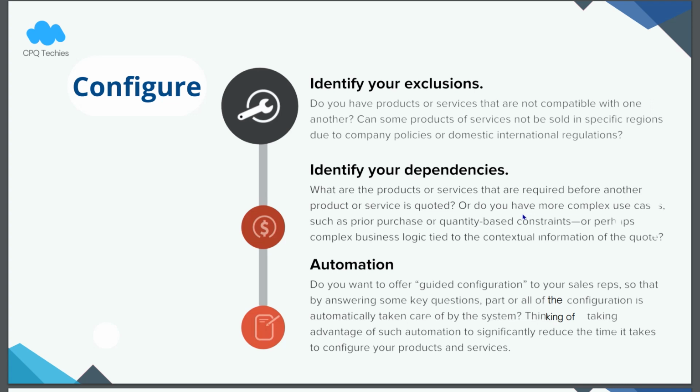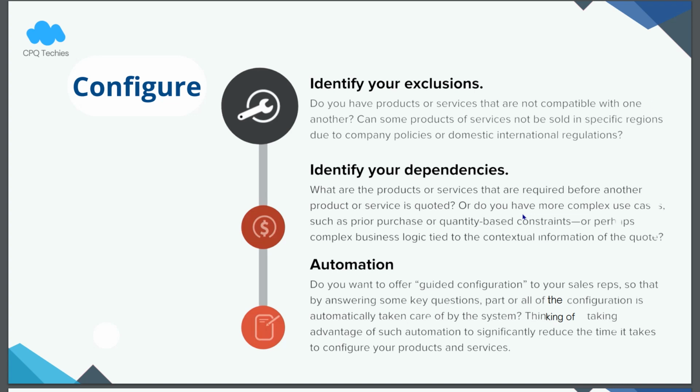So how many products are there that we need to exclude on the basis of selection? Some products or services may not be sold in specific regions, due to company policies, domestic or international regulations, tax issues, or customs issues. We have to define which product is going to be sold in which country or region.